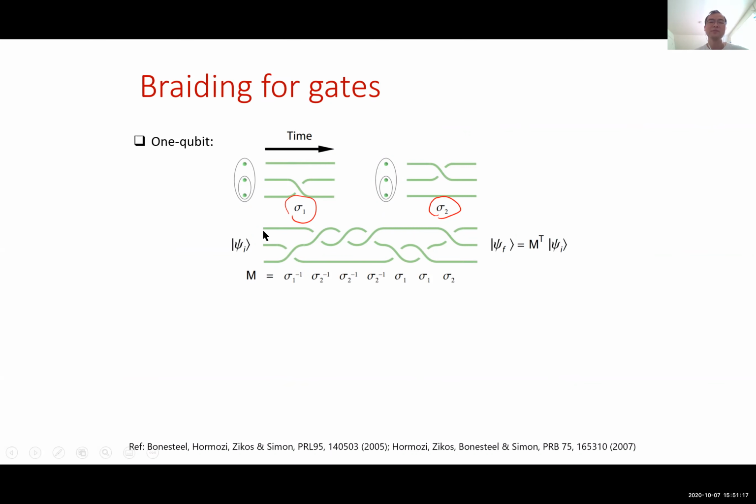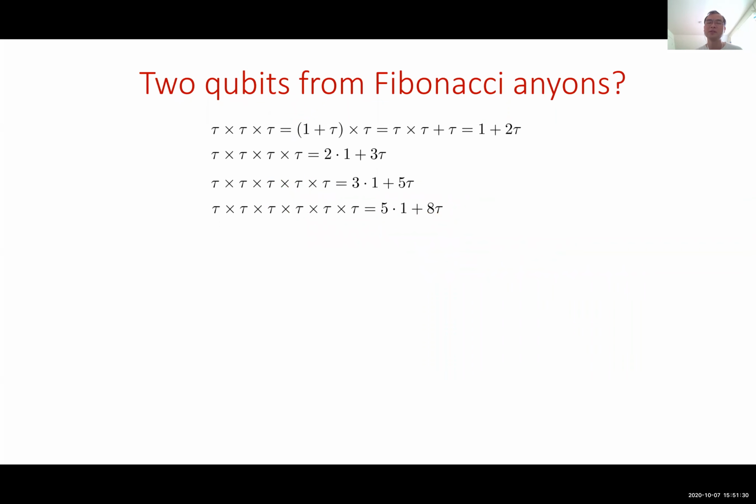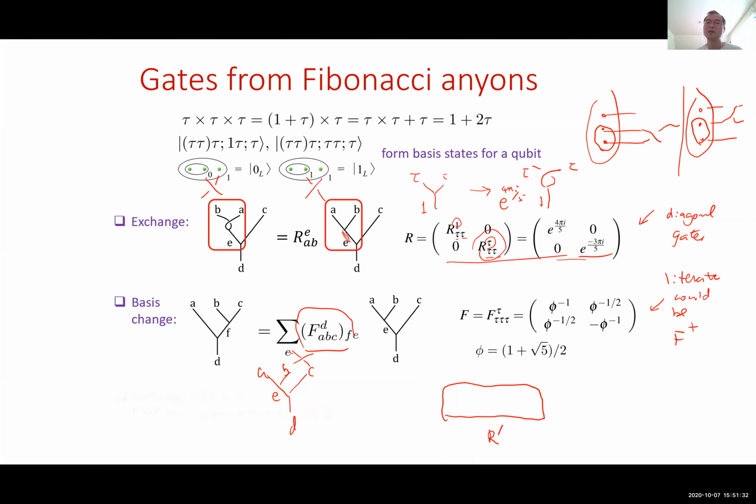Okay, but there are many combinations, right? You could do this braiding first and then do that, or you do it twice, 3 times, etc. In this particular case, the R is e to the 4 pi i over 5 or minus 3 pi i over 5.